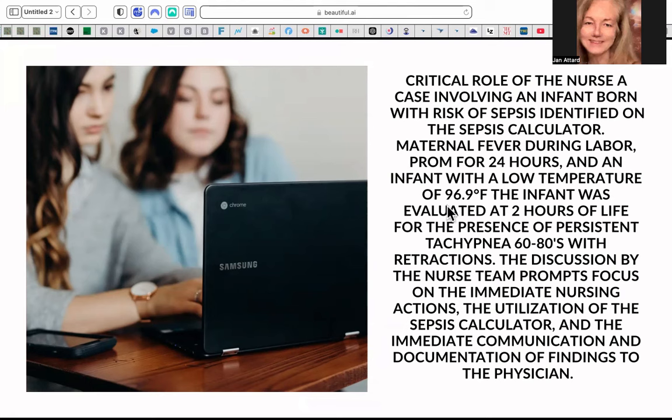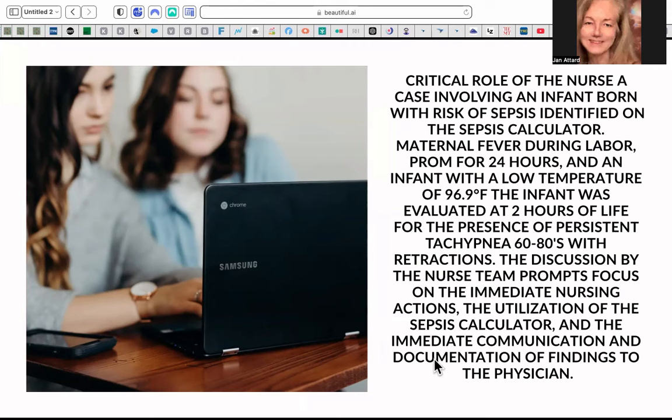So, the infant was evaluated at 2 hours of life for the presence of persistent tachypnea, 60s to 80s, with retractions. So, the discussion by the nurse team prompts a focus on immediate nursing actions, utilization of the sepsis calculator, and immediate communication and documentation.